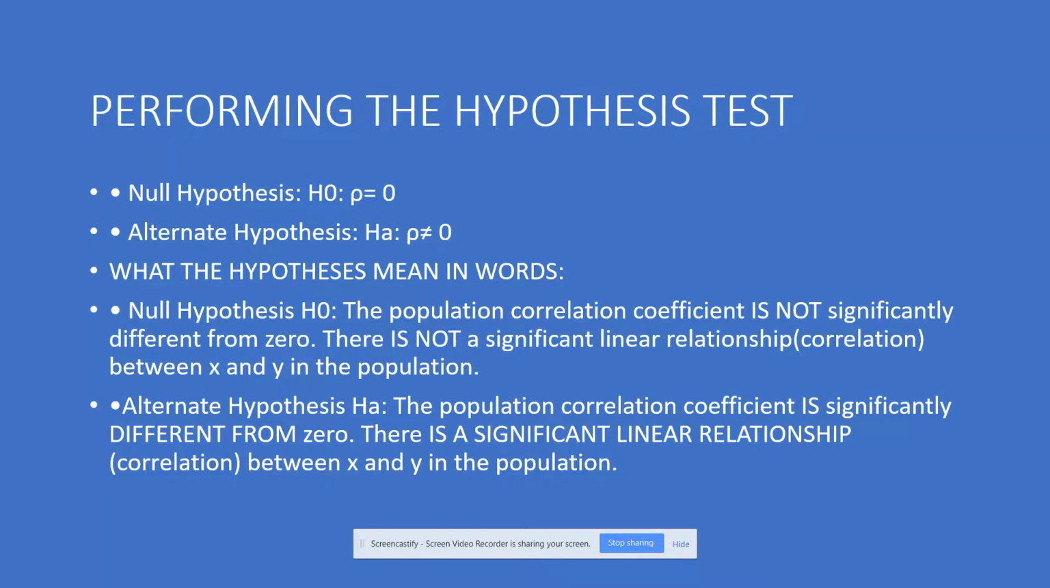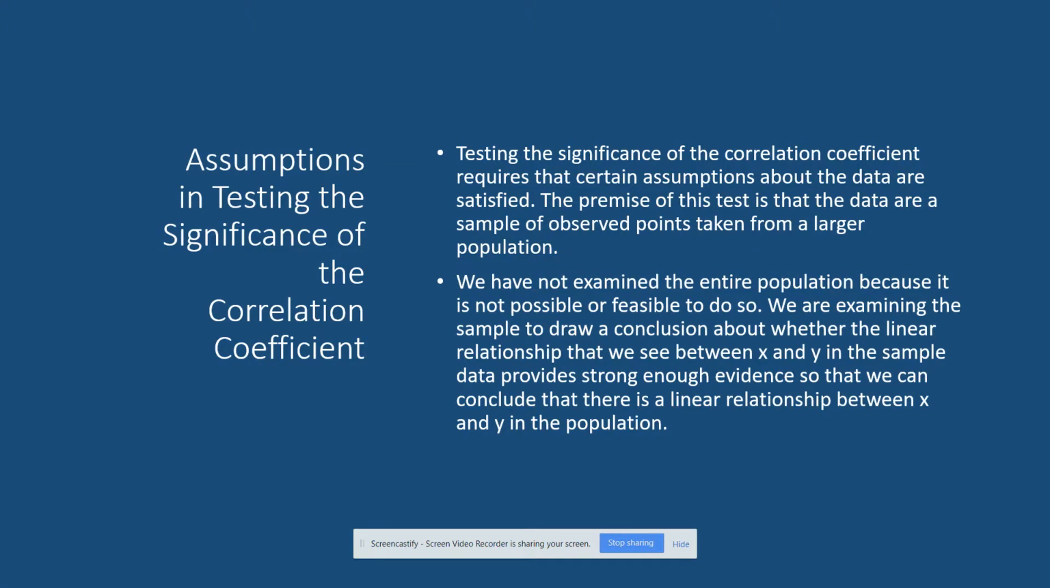Okay? So again, performing the hypothesis test, we went through this. Remember, your null is that the population correlation coefficient is 0. The alternative is that it's not 0. And again, we just went over that in different colors, okay?